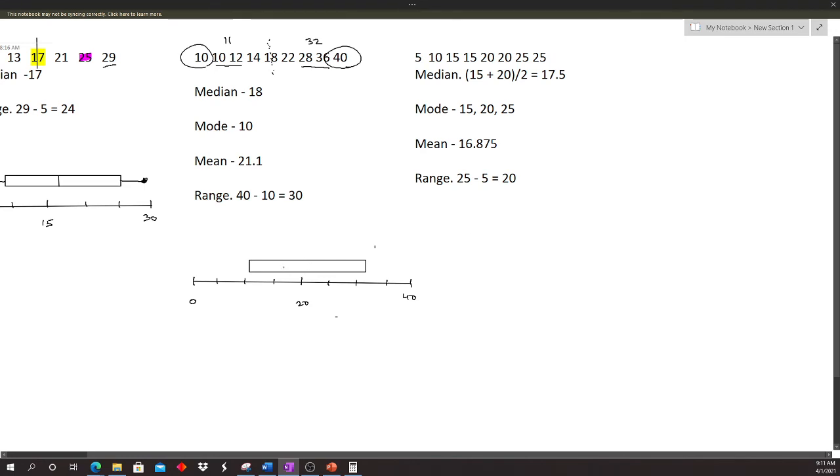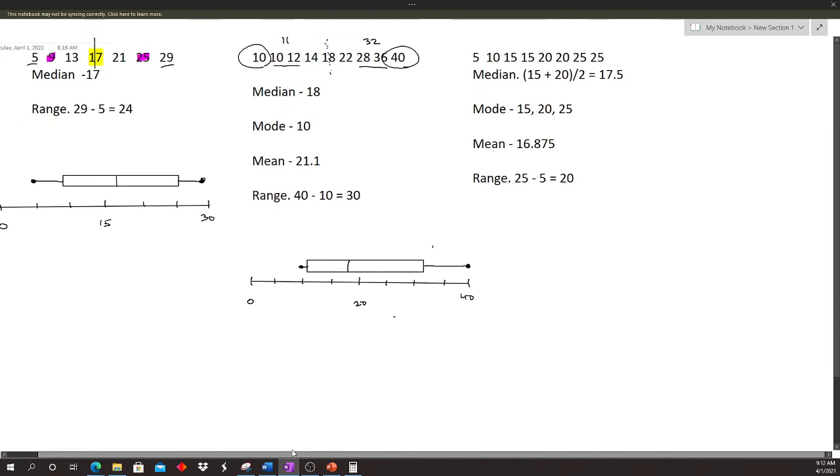My median is 18, so I need a line at 18. And then I have my whiskers. Whiskers going from 10 to the outside, and then 40 to the outside. And that is my box and whisker plot. 5-number summary, I'm using my minimum and maximum for the endpoints. The outsides of the box are my lower and upper quartiles, 11 and 32. And then I have a line in the middle, which represents my median.